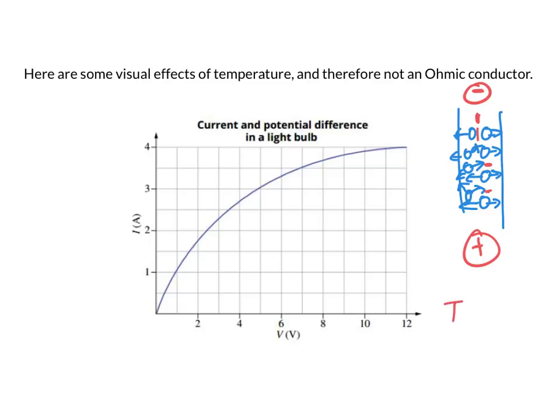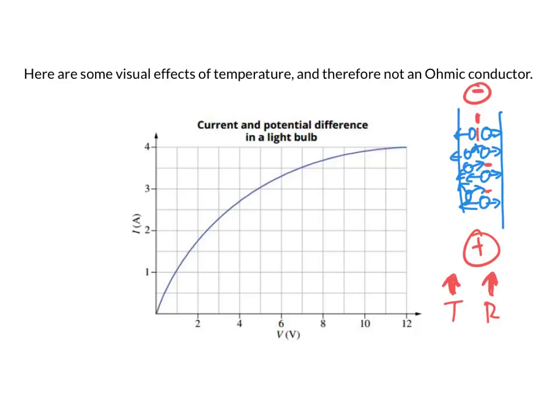So as temperature goes up, resistance also goes up. But it's not a proportional relationship. It's more of a square root relationship or a power relationship. But we don't need to know that. All we need to know is that as temperature goes up, resistance also goes up.